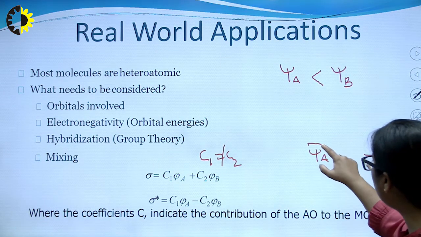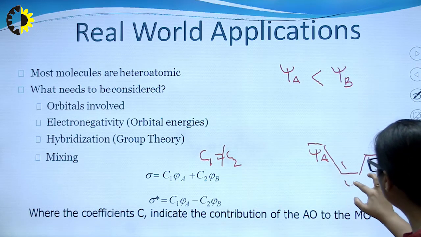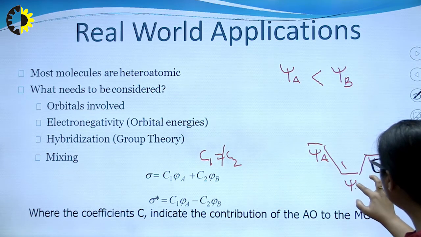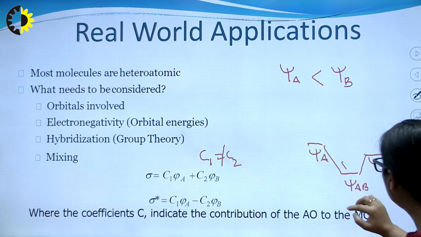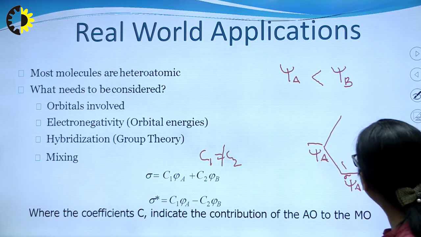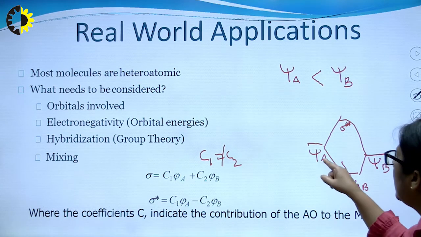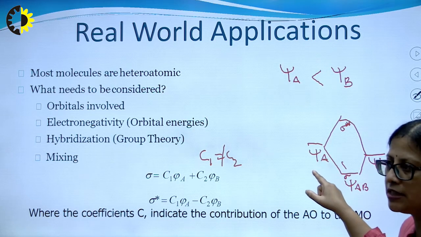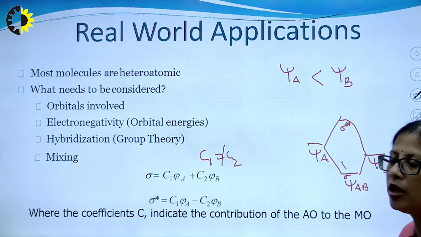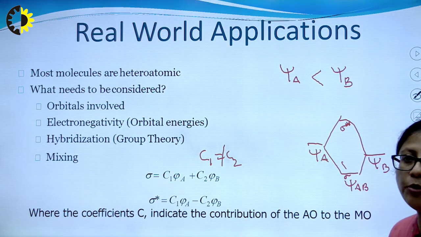When these two combine, it will lead to the formation of this sigma or bonding molecular orbital, and this sigma star or anti-bonding molecular orbital. And here we can clearly see the atom which has low electronegativity contributes more towards the anti-bonding molecular orbital, and the atom which has more electronegativity contributes more towards the bonding molecular orbital.